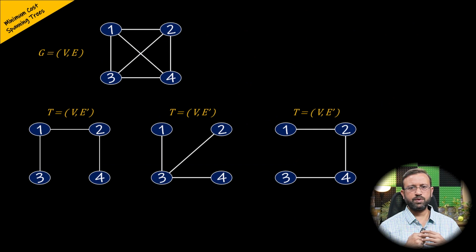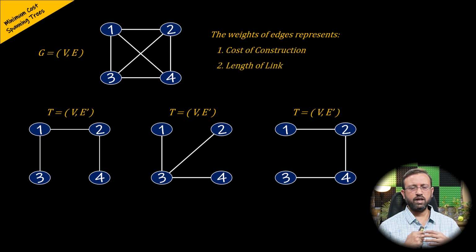In practical situations, the edges have weights assigned to them. These weights may represent the cost of construction, the length of the links, and so on. So, the cost of the spanning tree will be the sum of the cost of their edges. So, if C(V, W) is the cost or weight of the edge, then the cost of the spanning tree is the summation of C(V, W) for all edges of the spanning tree.